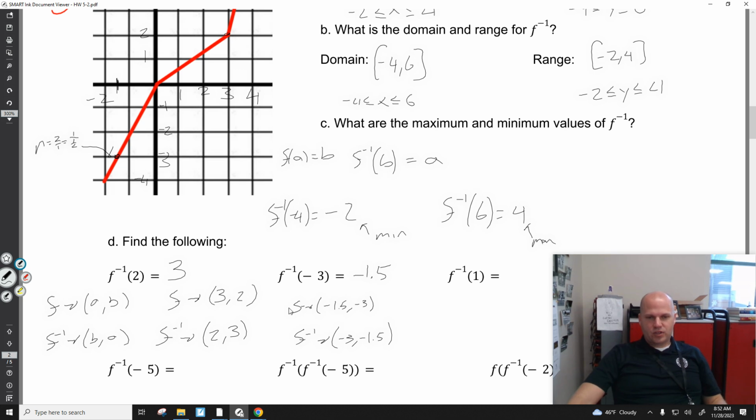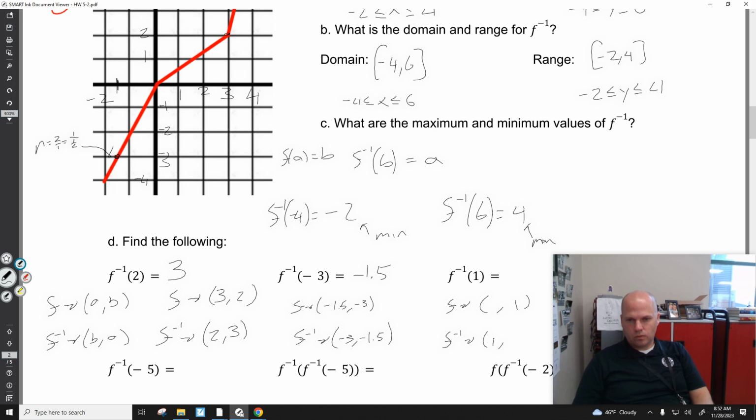When is f's output 1? That's when f inverse will have an output. What is the input when f's output is 1? That will be the output when f inverse's input is 1. It's very confusing, but I'm sure you guys are figuring it out. We're looking for when f has a y coordinate of 1, or when it's outputting 1.